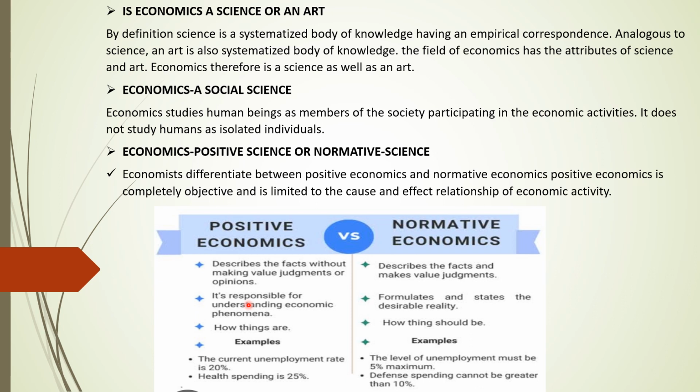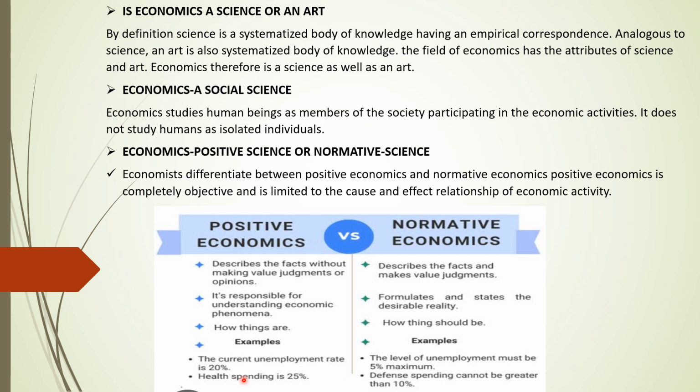Okay, इसमें होना चाहिए और पॉजिटिव इकोनॉमिक्स में एक्चुअल में होता है। Second, it's responsible for understanding the economic phenomena. In the normative economics, formulate and state the desirable reality. इसमें रियलिटी का फॉर्मेशन होता है और इसमें एक्चुअल में वो होता है। In this positive economics, how things are; in the normative economics, how things should be. कोई कौन सी भी चीज एक्चुअल में क्या है और यहाँ पे क्या होना चाहिए। The example is that the current unemployment rate is 20%.